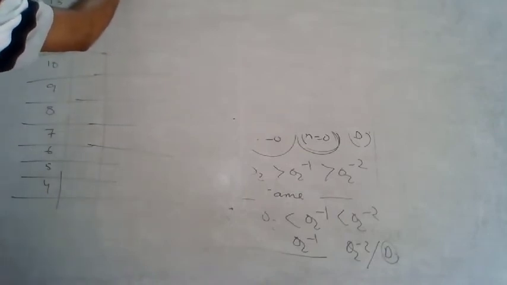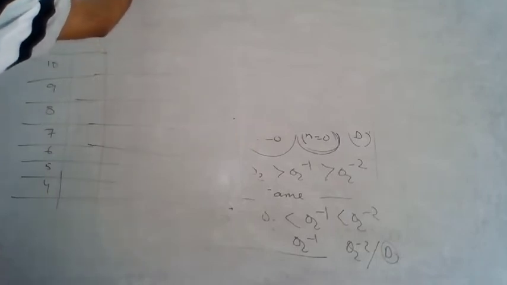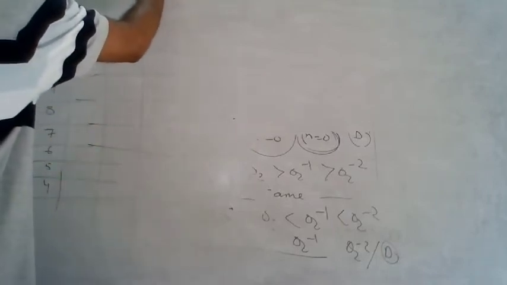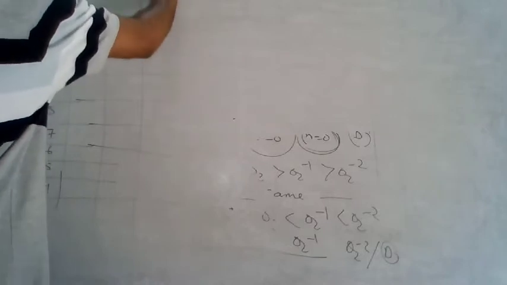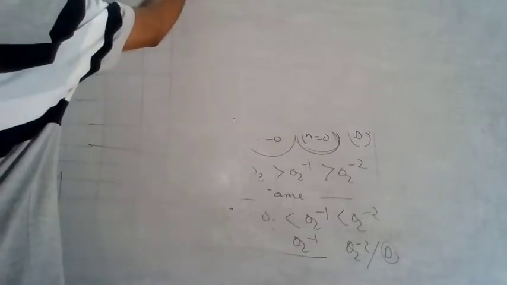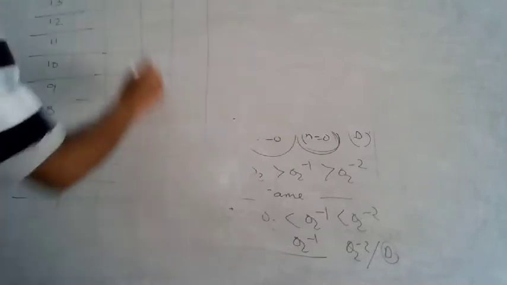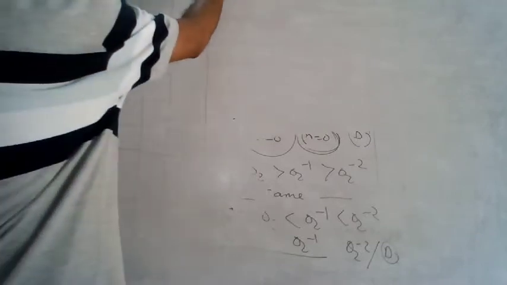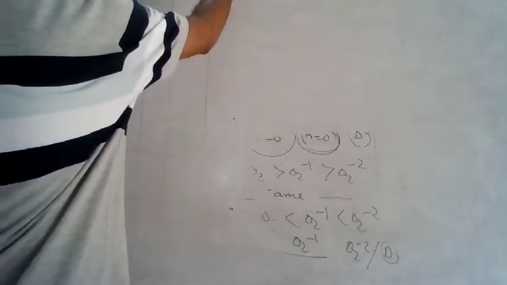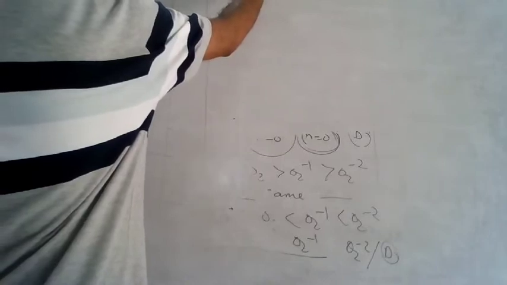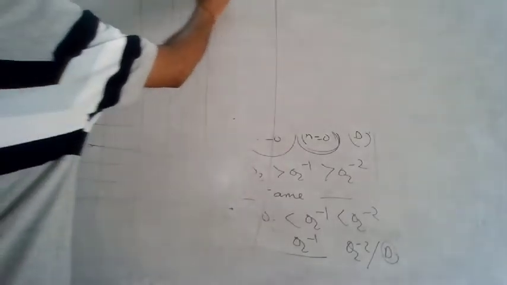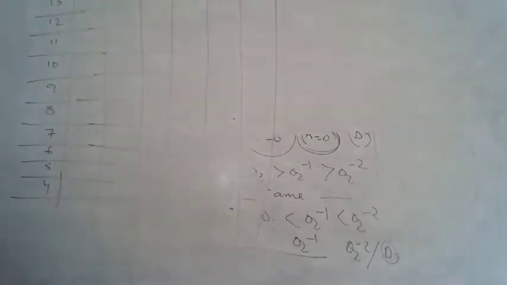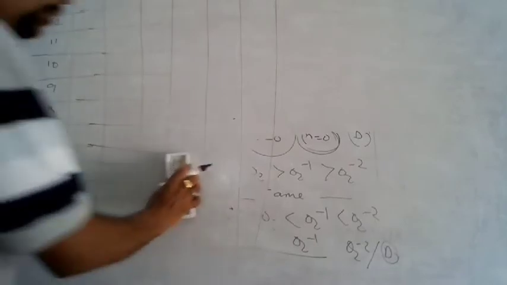And then bond length: O2 plus has less bond length than O2, then O2 minus 1, then O2 minus 2. So the peroxide has the highest bond length.